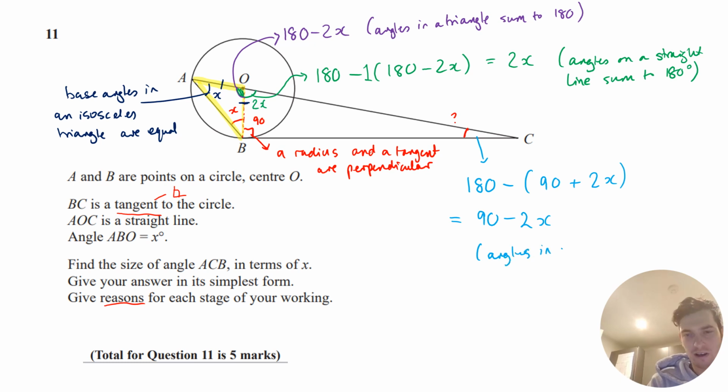Angles in a triangle sum to 180 degrees. So that all kind of fell into place once I'd drawn in my missing length and I started finding out those angles. But a bit of a tricky question there. We did quite a lot of practice on this though during our circle theorems unit. Let's keep going.